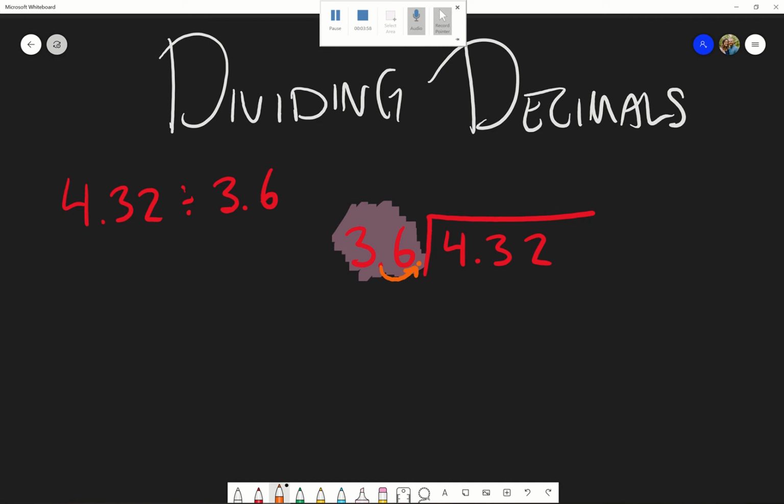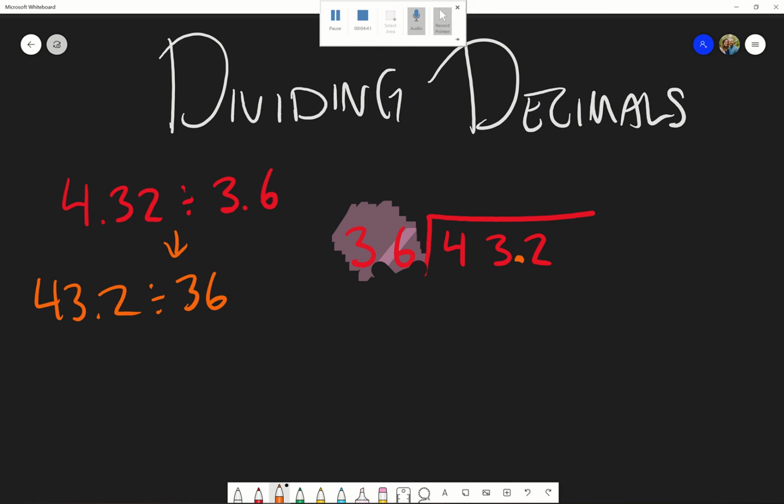But remember, in order for my answer to stay the same, I need to move both decimal places the same number of places. Since I moved this decimal one place over, I'm going to take this decimal, move it one place over, and put it right here. So this 4.32 divided by 3.6 is the same thing as 43.2 divided by 36. And that's the problem I want to solve here. My decimal is now moved.